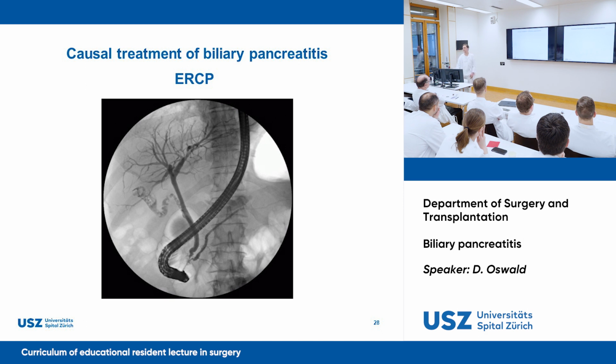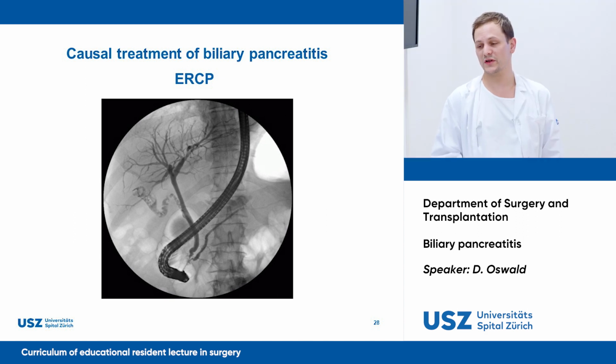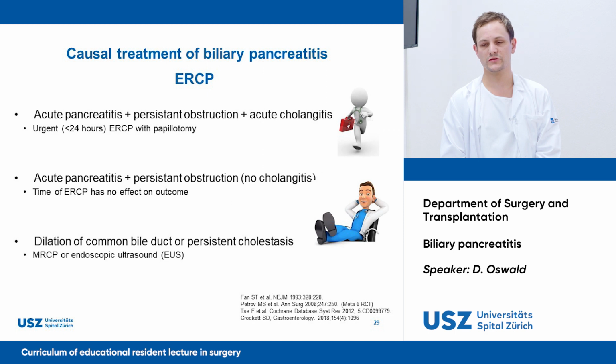Now I want to talk about the causal treatment of biliary pancreatitis. Of course, for alcohol-associated pancreatitis, abstinence is essential, and drugs associated with acute pancreatitis should be discontinued. But the causal treatment for biliary pancreatitis, if there is an obstruction, is the ERCP. In most patients, the stones pass into the duodenum, but if they stay in the tract, they can cause obstruction. And there are some indications to do the ERCP. It's when a patient has acute pancreatitis, persistent obstruction, and acute cholangitis. That's the only reason to do an urgent ERCP within the first 24 hours.